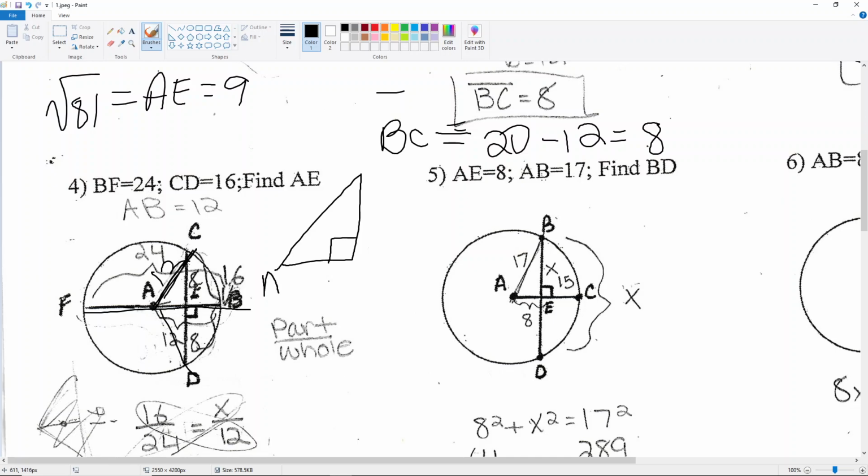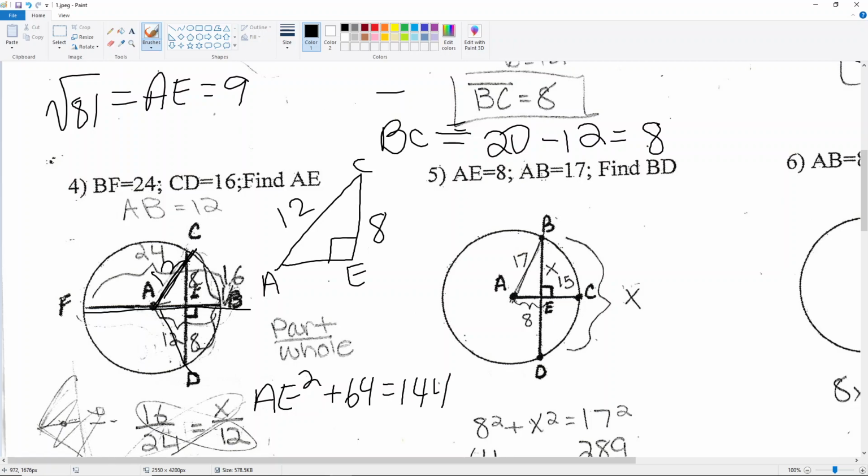And this is A, E, C. And AC was 12 because if BF is 24, then the radius, which is AC, is half of that, which is 12. And then CD is 16, which makes CE half of that, which is 8, because it's cut in half by a radius. So that's where we get AE squared. I had to redraw it. Plus 8 squared, which is 64, equals 12 squared, which is 144.